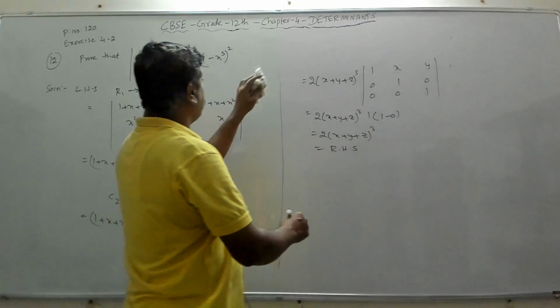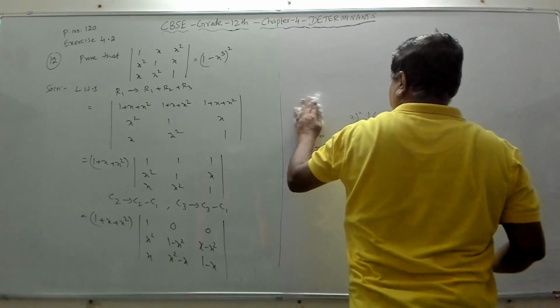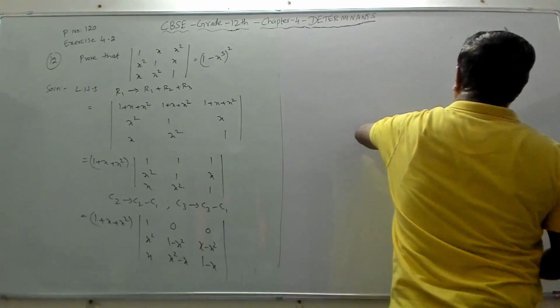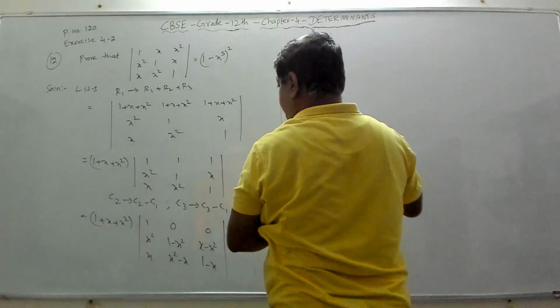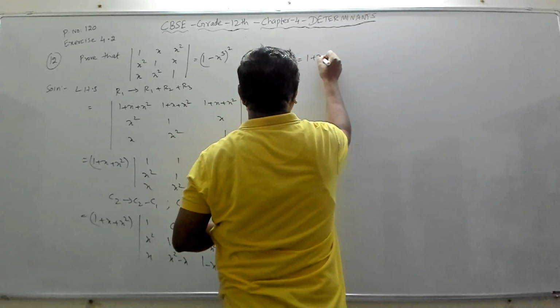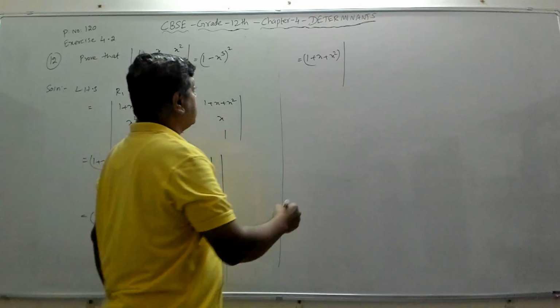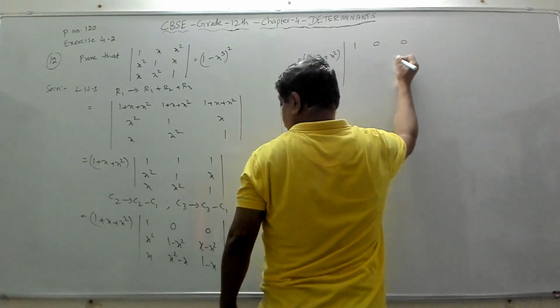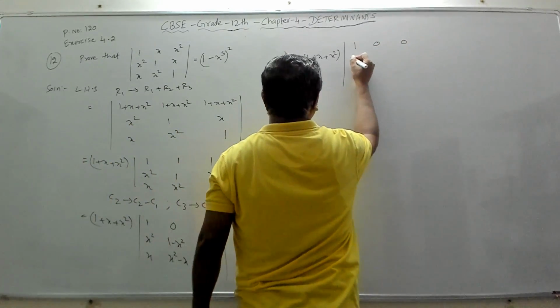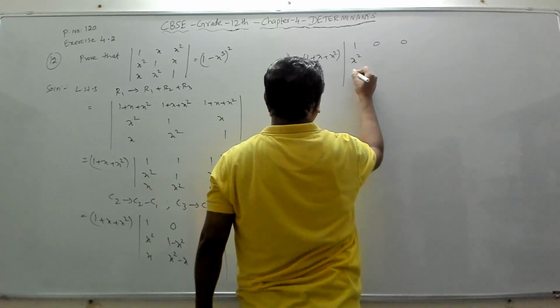Right? So now if I continue here, what we get is equal to 1 plus x square determinant. So this is 1 0 0. This is x square. Now we can simplify further. That's why I am writing this.